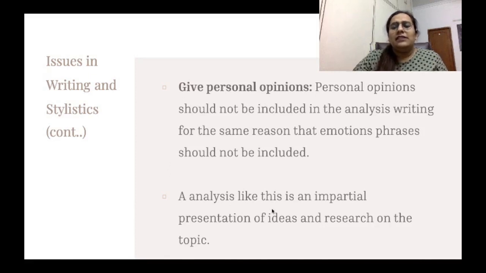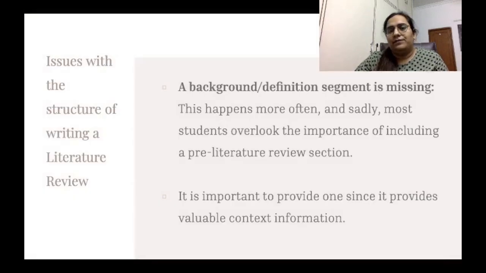And analysis is an impartial presentation of ideas and research on the topic. What I was saying is that the idea is theirs. There's no doubt of it. But the research, or the painting, is yours. So try to have your own perspective, and try to use your own colors. Don't use plagiarism, or don't use copy-paste things in your review writing.